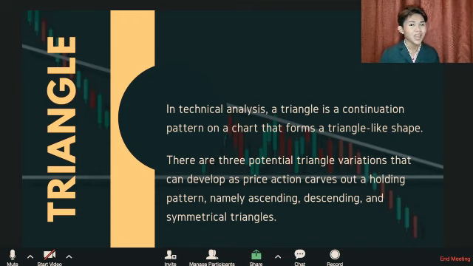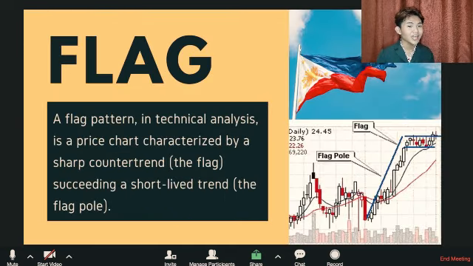We will also be talking about the triangles. In technical analysis, a triangle is a continuation pattern on a chart that forms a triangle-like shape. Triangles are similar to wedges and pennants and can be either a continuation pattern if validated or a powerful reversal pattern in the event of failure. There are 3 potential triangle variations that can develop as price action carves out a holding pattern, namely ascending, descending, and symmetrical triangles.